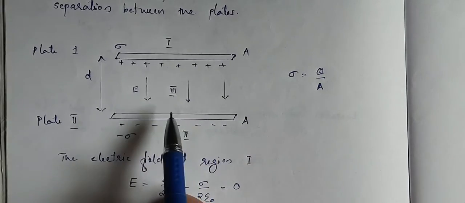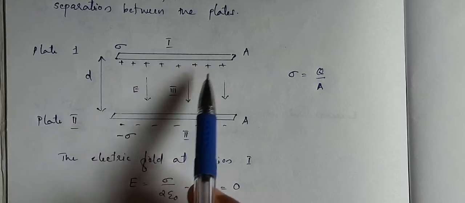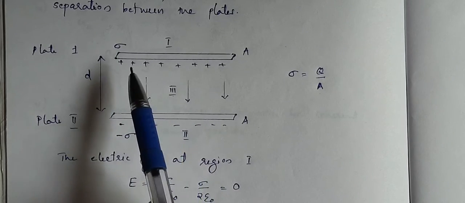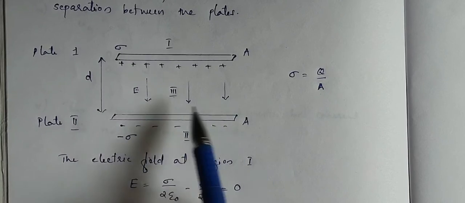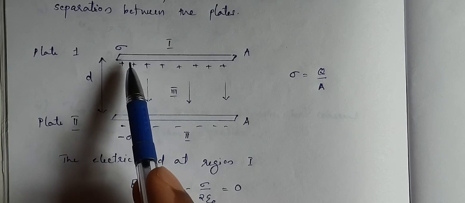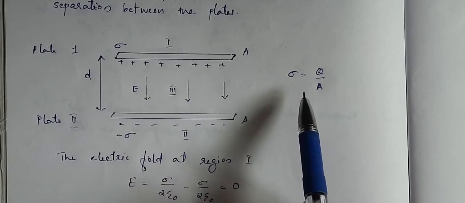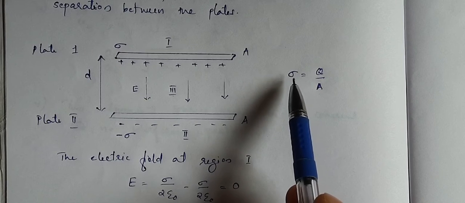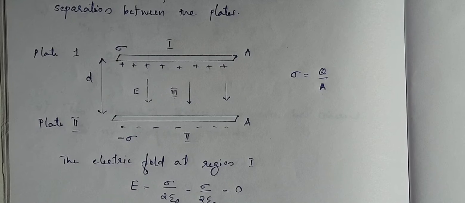Here you are seeing a parallel plate capacitor with the two plates. This is the positive plate, this is the negative plate, with the equal charge Q and charge density sigma. If sigma is the charge density and Q is the charge, and if these plates have an area capital A, the relation between sigma, Q and A is that sigma is equal to Q divided by A.